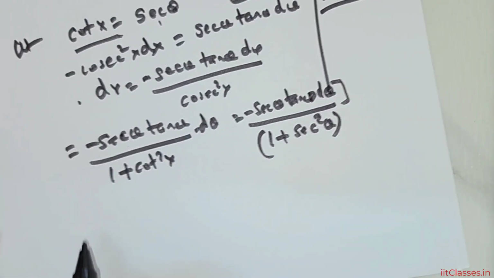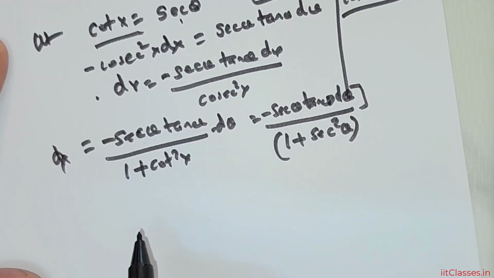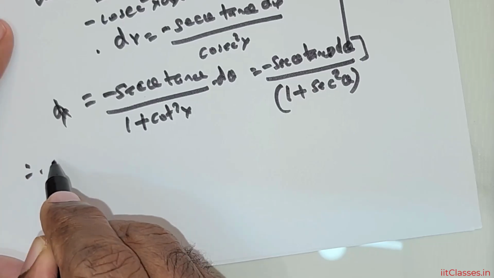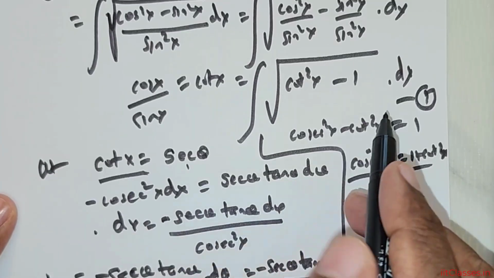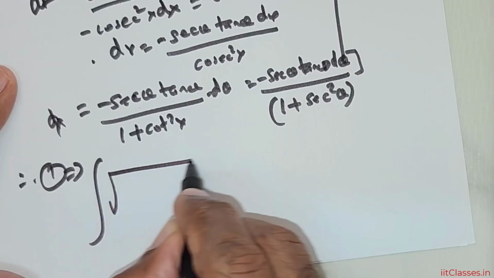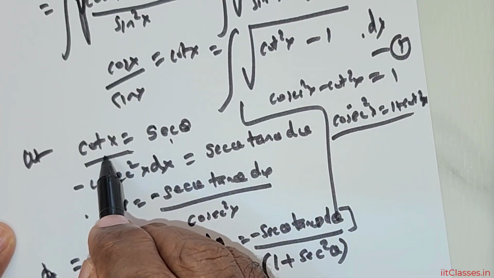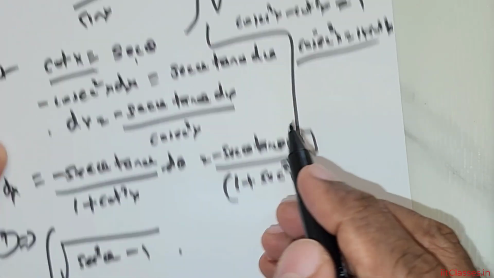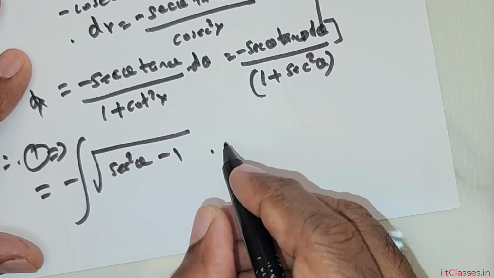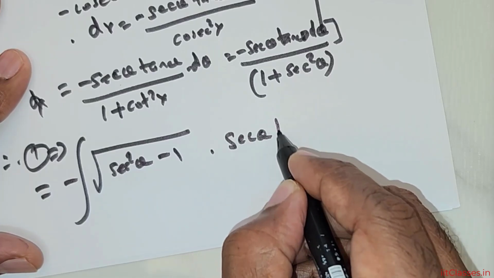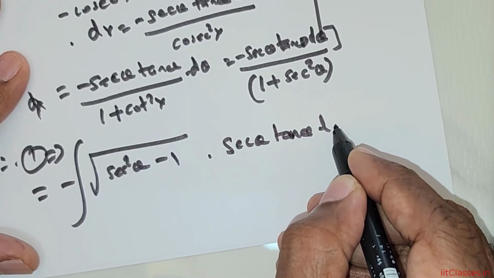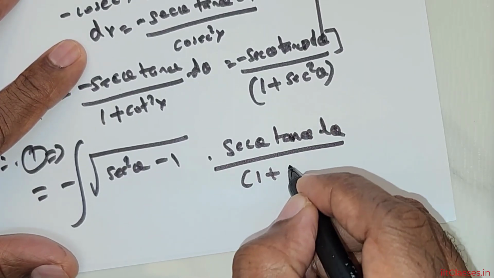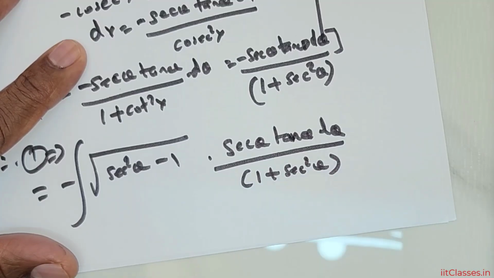So in place of dx, we substitute this. So go back to the integral; probably I'll write this as 1. So therefore 1 can be rewritten as the root of, in place of cot x, you place secant squared theta minus 1. In place of dx, you have a negative sign, so place a negative sign. And this is secant theta tan theta d theta divided by 1 plus secant squared theta.